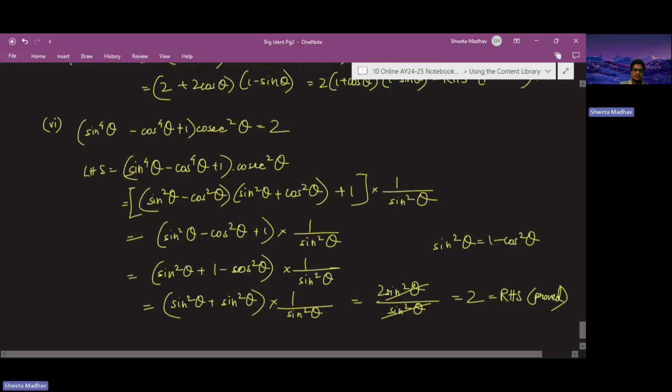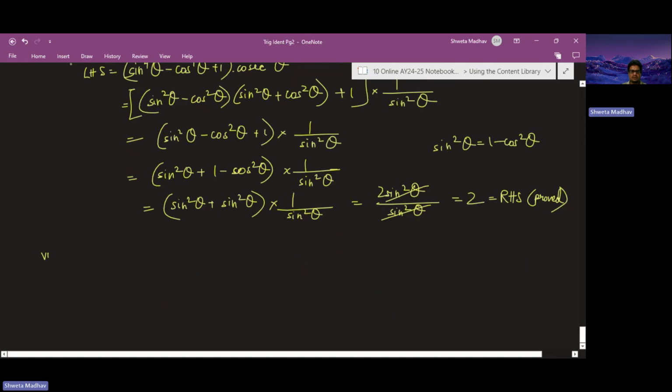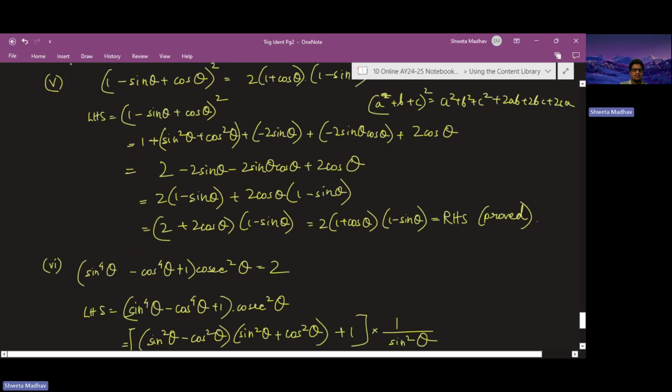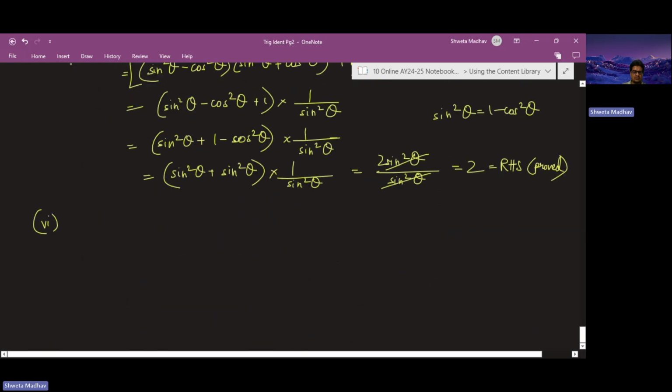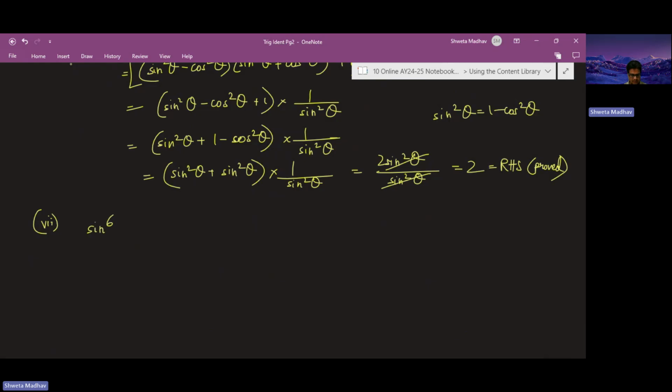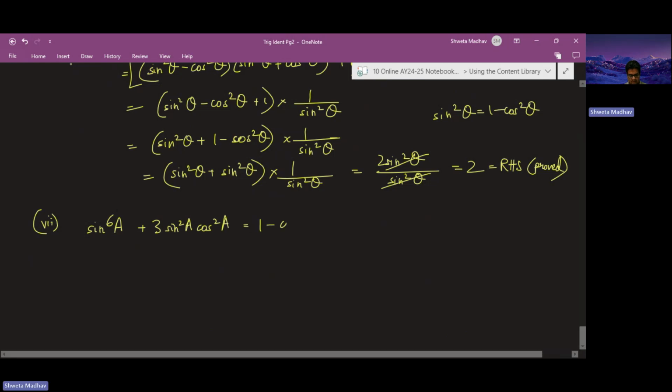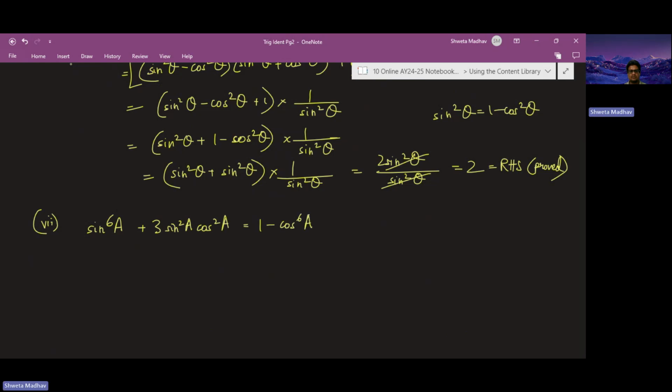Okay, this was the sixth part. Now the seventh subpart, it has been told that we have to prove that sin power 6a plus 3 sin square a into cos square a equals 1 minus cos power 6a. So this we have to prove.